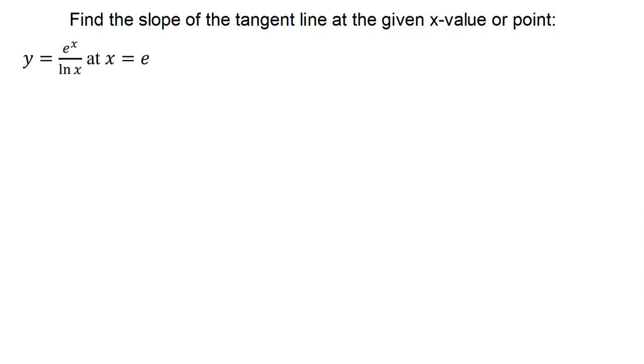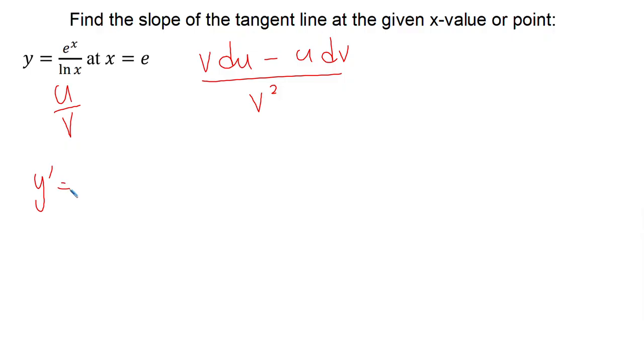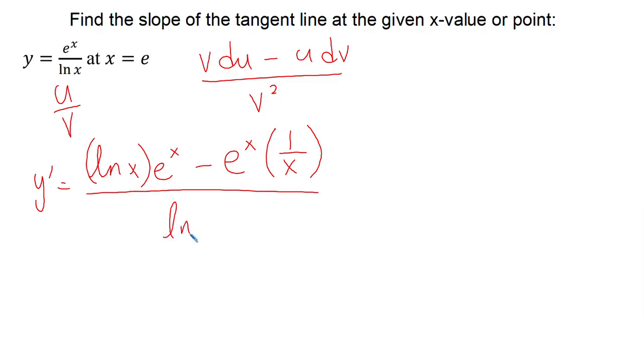All right, for number 6 here, we've got a quotient of two functions again. So it's e to the x over ln x, that's u over v. So we'll use the quotient rule, v du minus u dv, all over v squared. So our derivative, y prime, ought to be the denominator, natural log of x, times the derivative of the numerator. The derivative of e to the x is just e to the x. And then minus our numerator, which is again e to the x, times the derivative of natural log, which we should know that rule, it's 1 over x, all divided by the natural log of x squared.